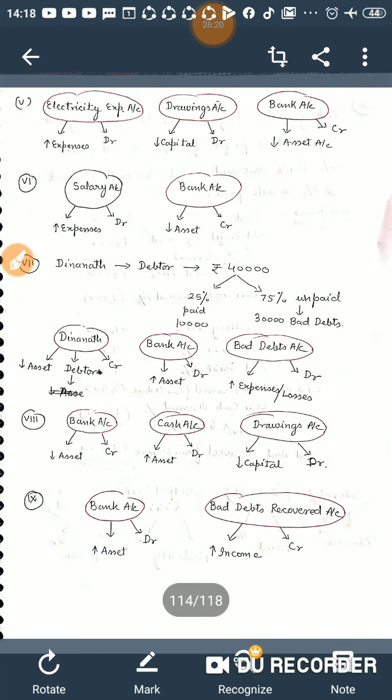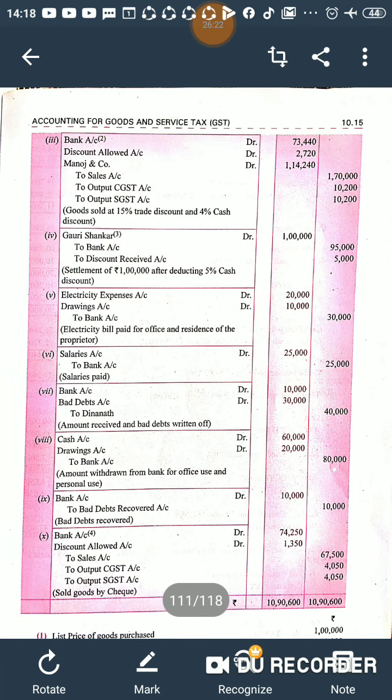So finally the journal entry will be bank account debited 74,250, discount allowed account debited with 1,350, to sales account 67,500, to output CGST account, to output SGST account 4,050 each. So being goods sold and payment received through check. And we also make total of the debit and credit side.